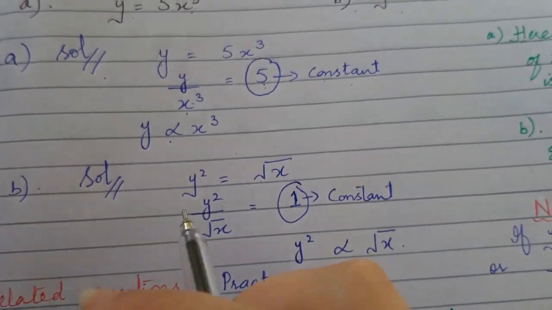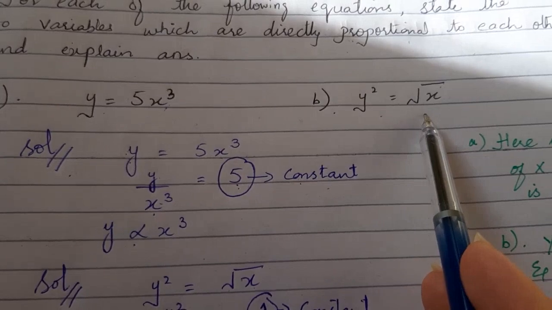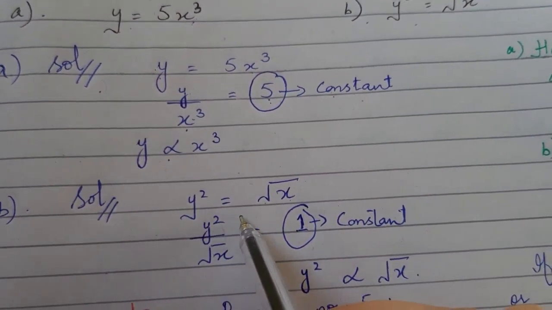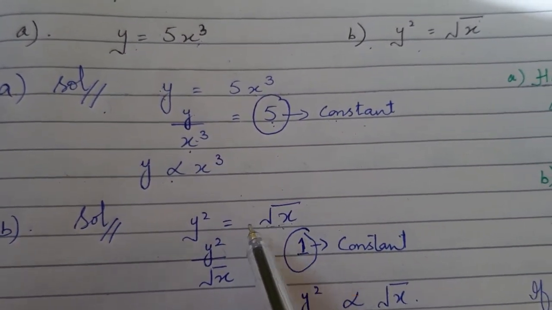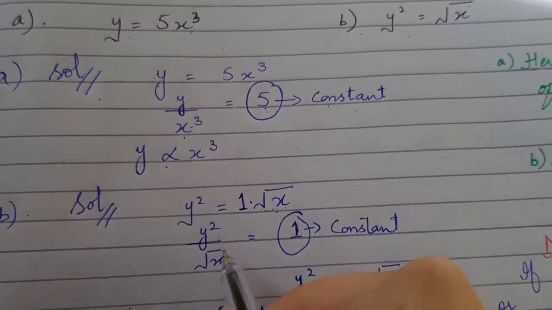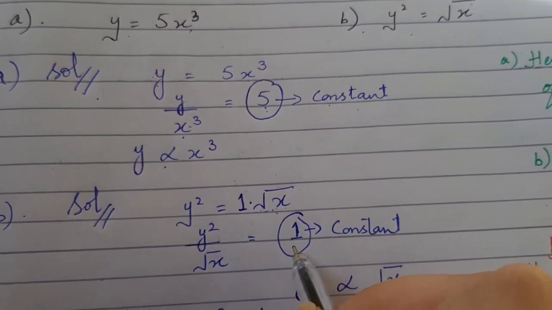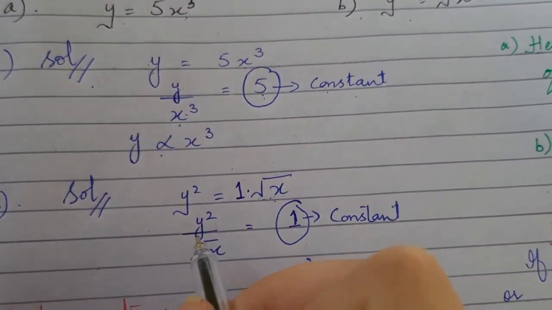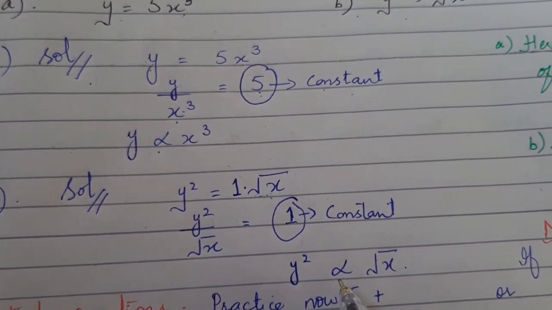Now, in the B part, what was our B part? Y square is equal to under root x. Starting with its solution, you can see the coefficient of this is 1. You can write it as y square divided by under root x, which is equal to 1. And what is 1? Yes, you are right. 1 is the constant. It means that the relation of y square and under root x is directly proportional.